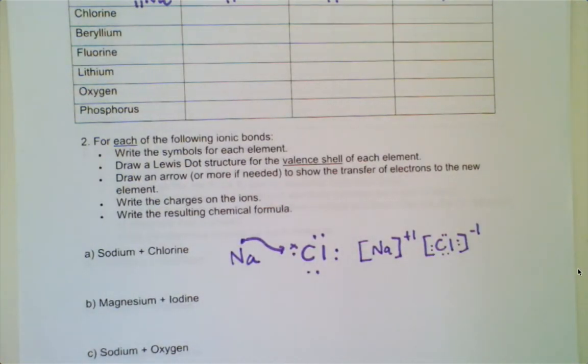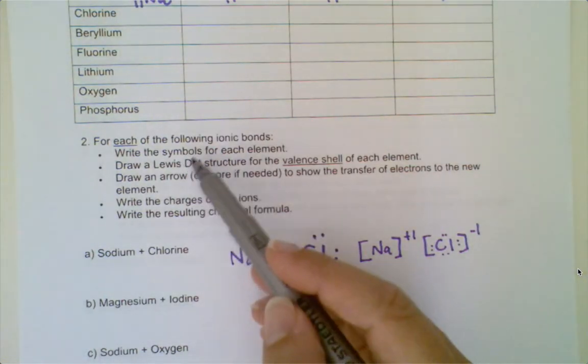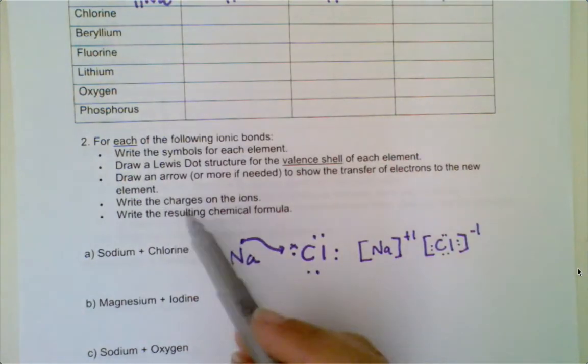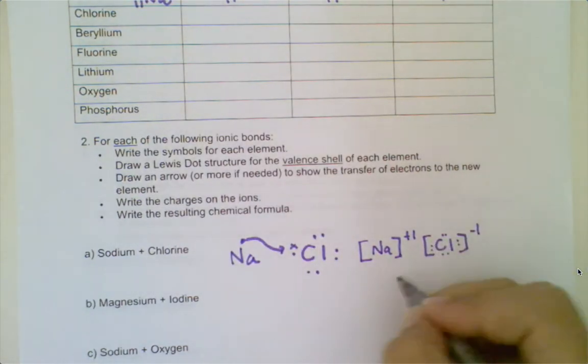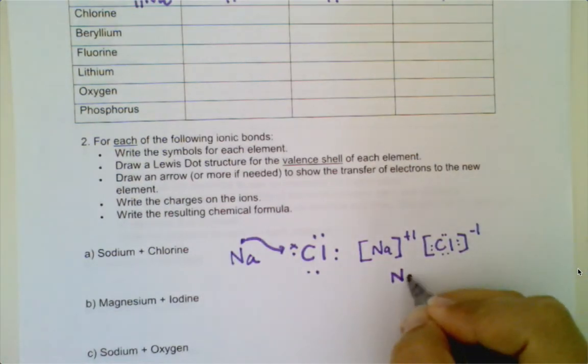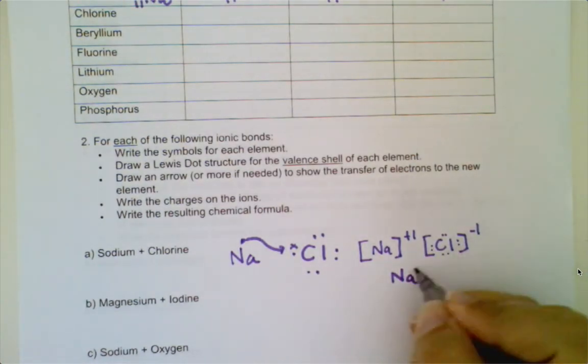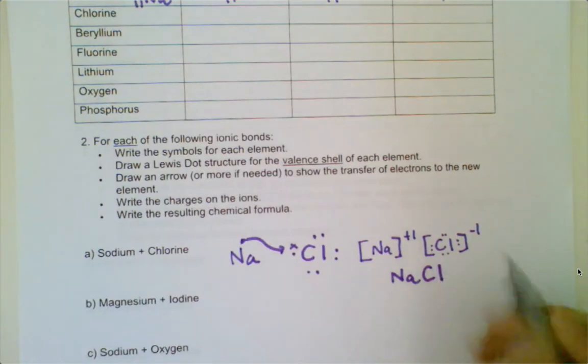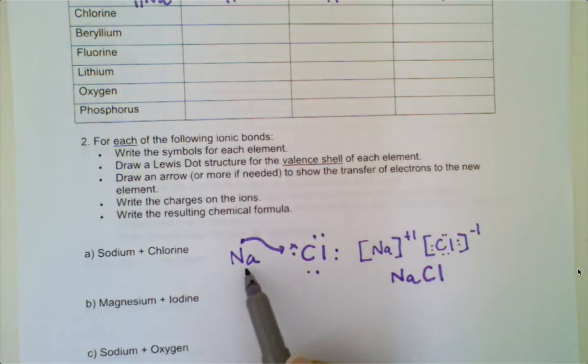What you'll then want to do is you want to make sure that you show the final formula. Okay, so I'm going through my little checklist of what I need to do. So the charges on the ions are located where they should be. When I do my crisscross, okay, we see that 1 and 1 comes down, but I can also see from my picture that it took 1 sodium to make 1 chlorine happy.